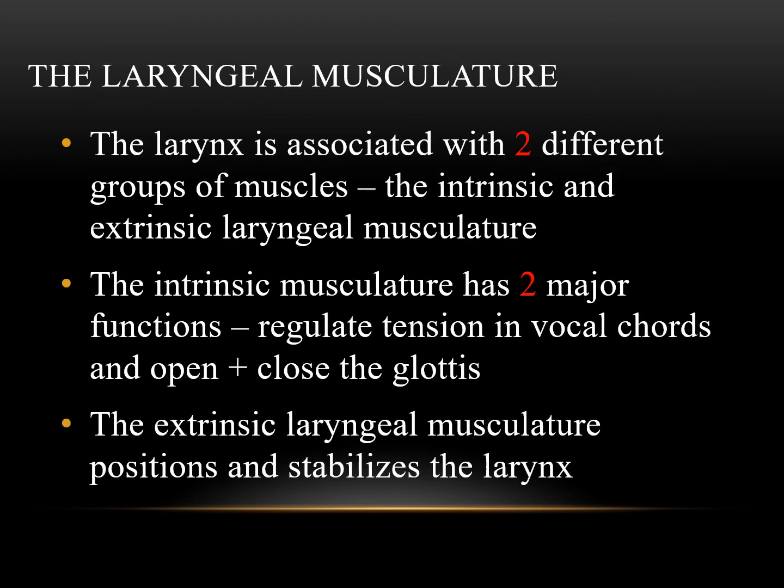The larynx is associated with two different groups of muscles, the intrinsic and extrinsic laryngeal musculature. The intrinsic musculature has 2 major functions. It regulates tension in the vocal cords and opens and closes the glottis. The extrinsic laryngeal musculature positions and stabilizes the larynx.